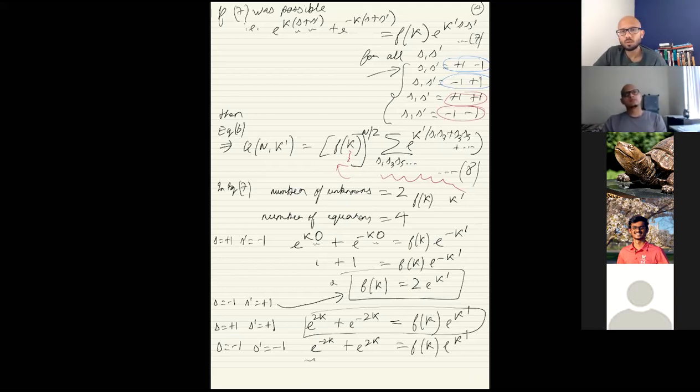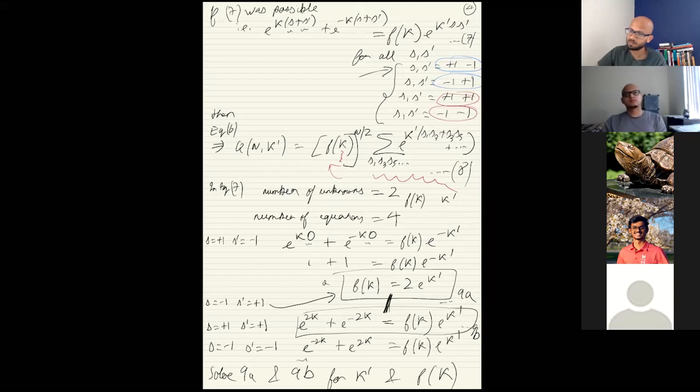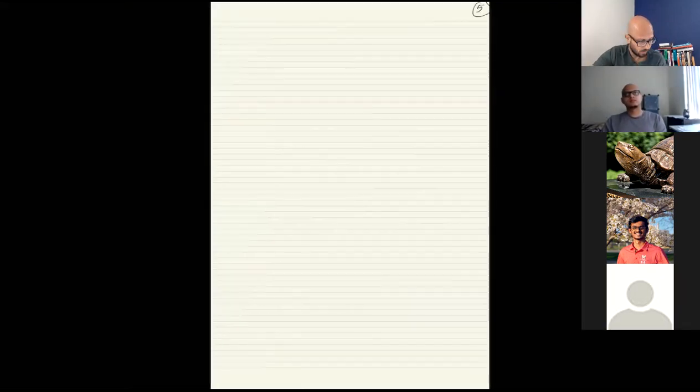So our 4 equations in 2 variables actually led to 2 equations in 2 variables, and now we can solve for this. Let's call this equation number 9a, and this equation number 9b. Solve 9a and 9b for k prime and f of k. Okay, that's the plan. So how do we do that?